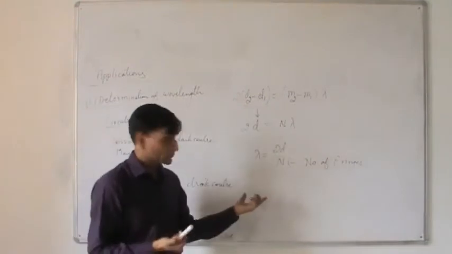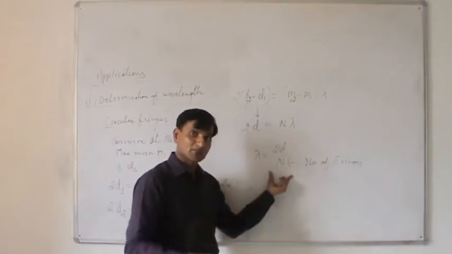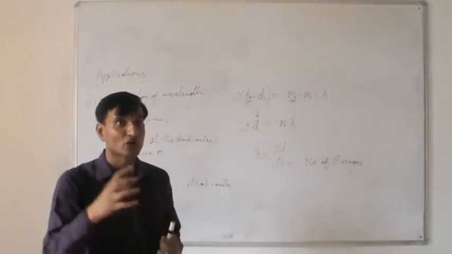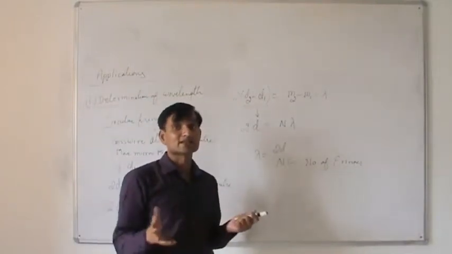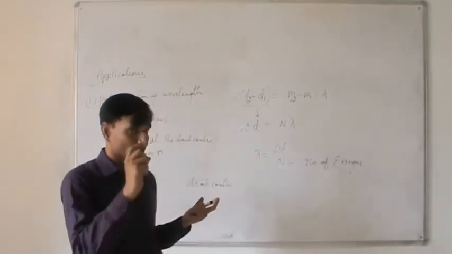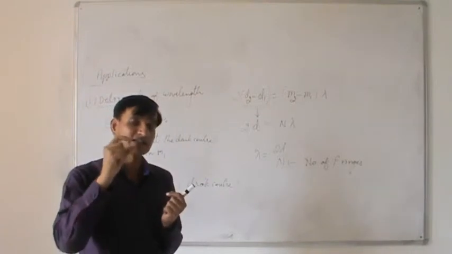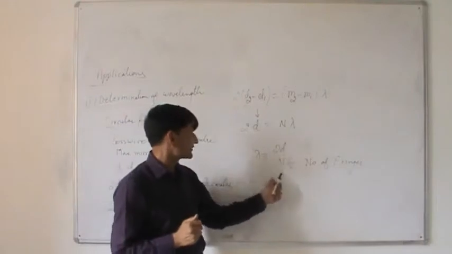So one way you will do it: either you will create the fringes or you will merge the fringes. Keeping your eye on the center, you count how many fringes appear if I move the mirror by a distance d. You will count either 10 or 20 or 30 fringes. So keep your eye on the center and move your mirror, and simultaneously count the number of fringes which are appearing or disappearing.